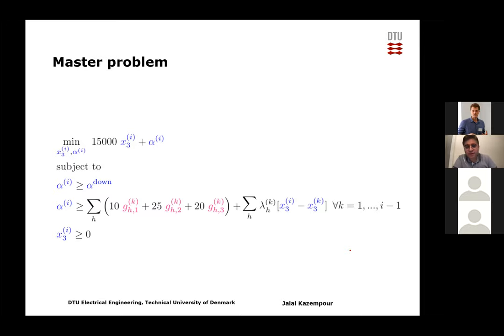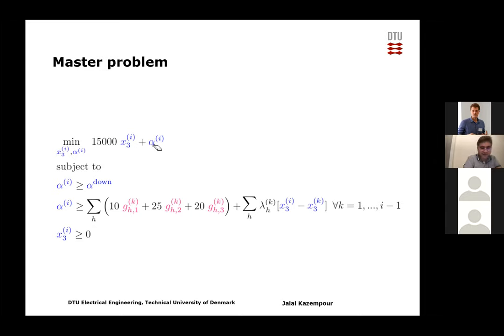Is there anyone who can help me to interpret this problem? Any volunteer to unmute and explain what the objective function is, what the constraints are? A volunteer? Someone can unmute and explain what this term is, what this term is, and so on. If not, I can explain, but maybe you would also like to try. Okay, let's move on. I can explain.